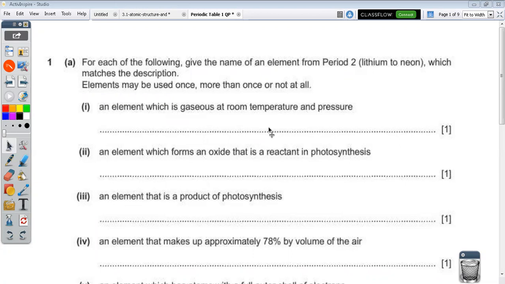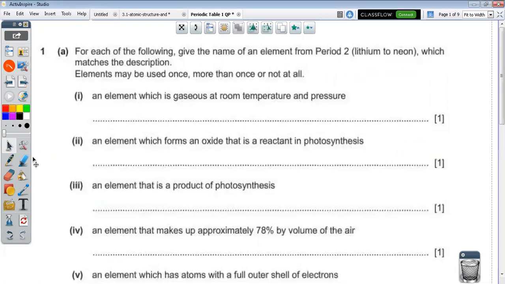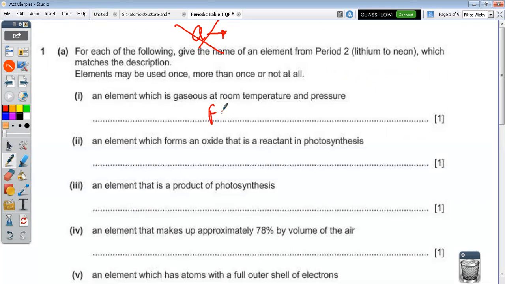Clear? So an element that is a gas at room temperature and pressure. Which one? You've got your periodic table. Period two, fluorine. You said chlorine or fluorine? Is chlorine in period two, guys? So that we correct him. How many electrons does chlorine have? I said fluorine. Okay, but chlorine is not in period two, it's in period three. Fluorine, I agree there. So we could write fluorine.